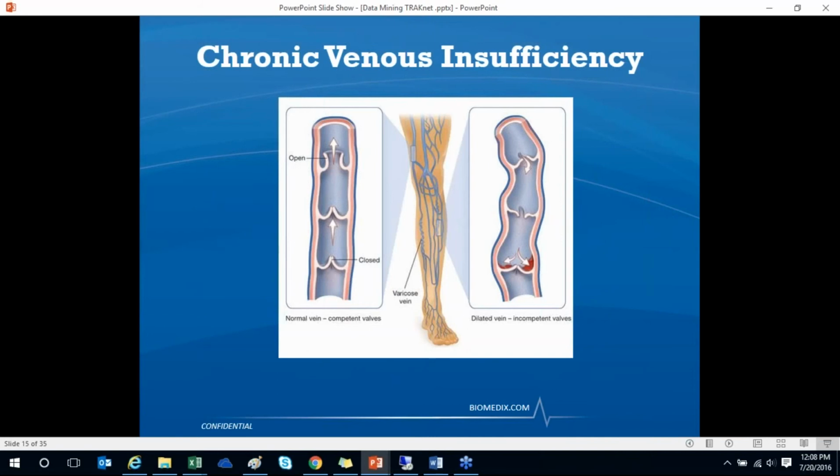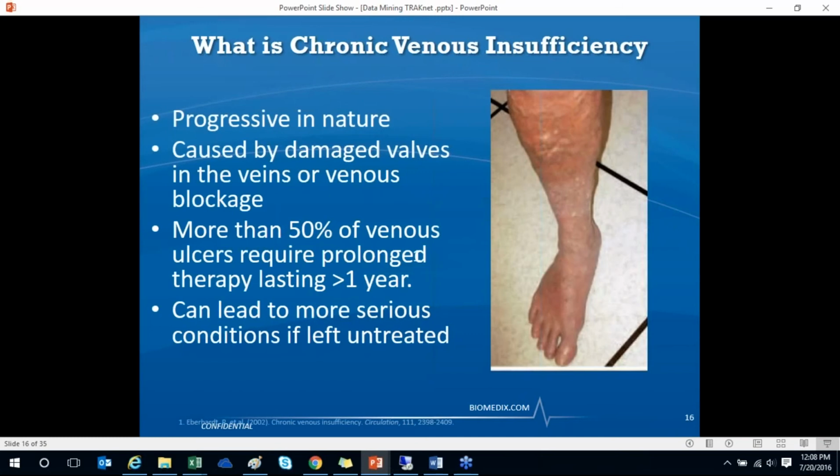So next we're going to take a look at chronic venous insufficiency. Chronic venous insufficiency, or CVI, is a disease that is progressive in nature. It's caused by damaged valves in the veins or venous blockage. More than half of all venous ulcers do require prolonged therapy that lasts more than 1 year, and it can lead to more serious conditions if it's left untreated.